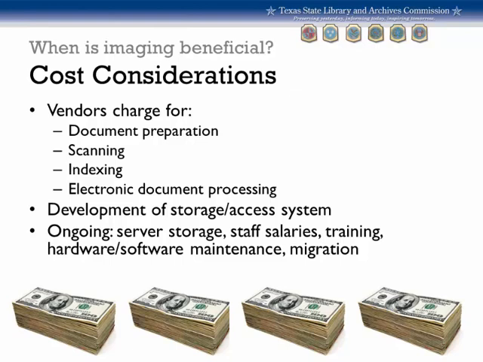Items that can be sent through a feed scanner can be scanned quickly and therefore more cheaply. But older or more fragile materials, those items have to be scanned using a flatbed scanner, or else they'll crumble into little pieces. And so that costs more. Costs also hinge on the quality of the images. The higher the quality, the higher the cost.